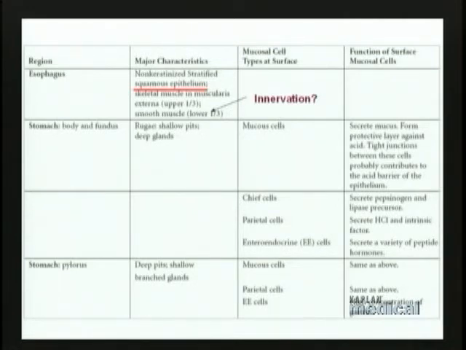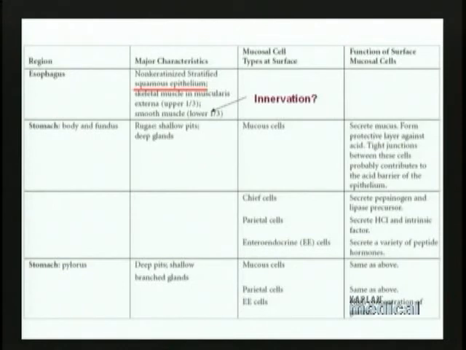The skeletal muscle in the upper portion of the esophagus is being innervated by basically skeletal motor neurons in the vagus nerve, whereas the smooth muscle in the lower portion of the esophagus is innervated by autonomic nerve fibers, also carried by the vagus nerve, which obviously answers the innervation question that's raised here at the top of this chart. By the time we get to the stomach, basically now the major characteristics of the epithelium are simple columnar. The body and the fundus of the stomach are thrown into shallow pits and deep gastric glands.